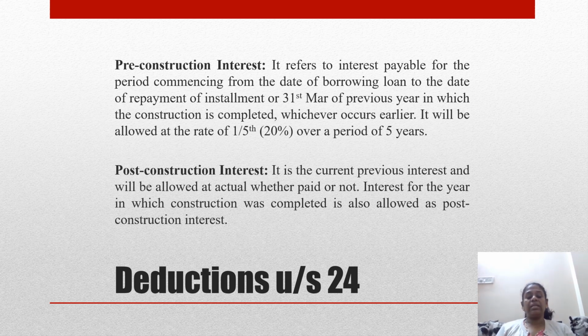And the second deduction, I told you, is interest on loan, which has pre-construction and post-construction. Pre-construction means the interest payable for the period commencing from the day you borrow till the day of repayment or 31st March of the previous year in which construction is completed. Whichever comes early, you consider as the pre-construction period. Post-construction means the current year interest which we need to pay, which means the loan is still going on, and this year's interest you need to pay is called post-construction.